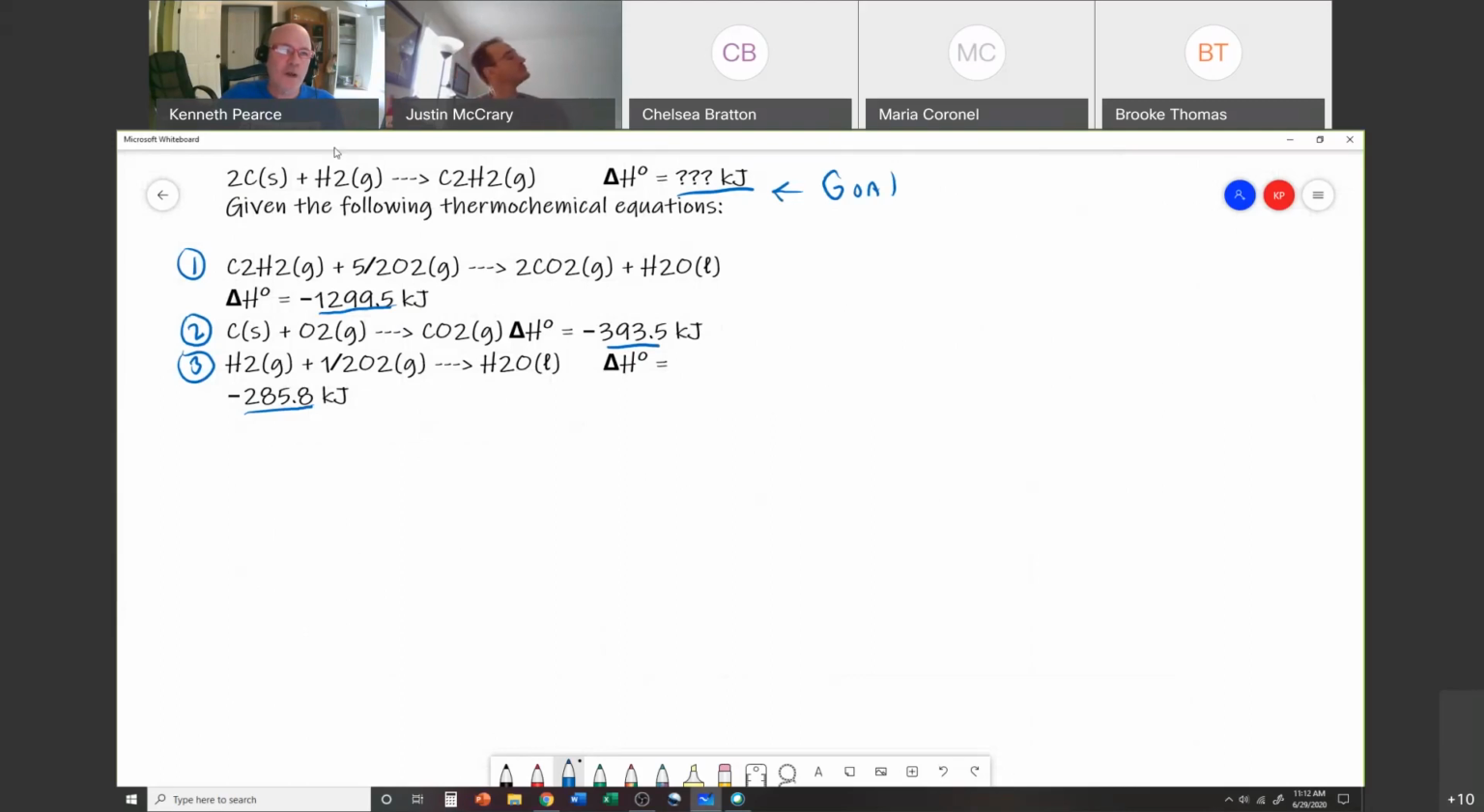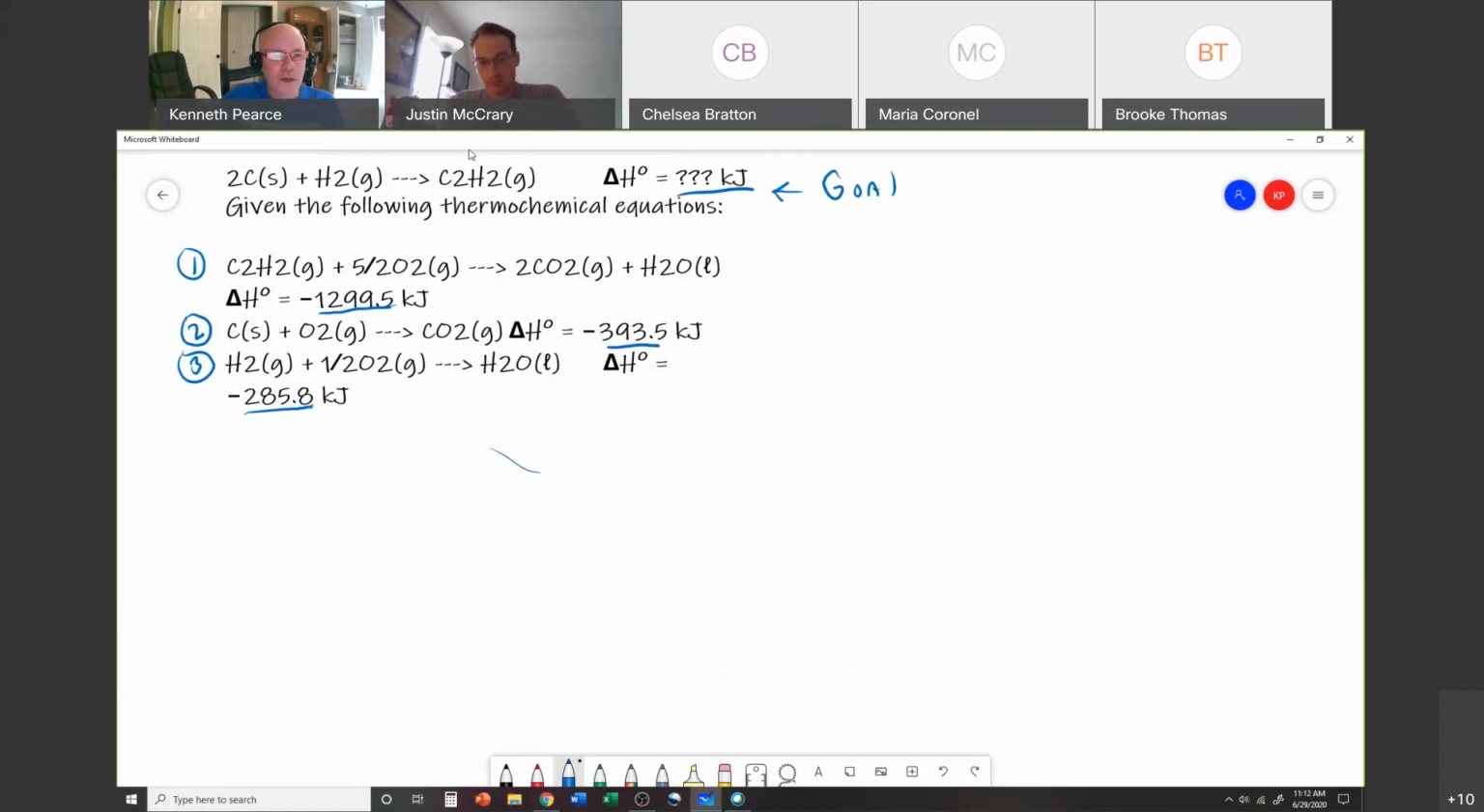And so I look up here and I see two carbons, and I look down here, and where do I see carbons? I see that there's a carbon in equation number 2. I see the hydrogen gas, and I look down here and I don't see it in the first equation. I don't see it in the second equation, but I do see hydrogen in the third equation. That's good. And then I see C2H2, and I see it just in the top equation.